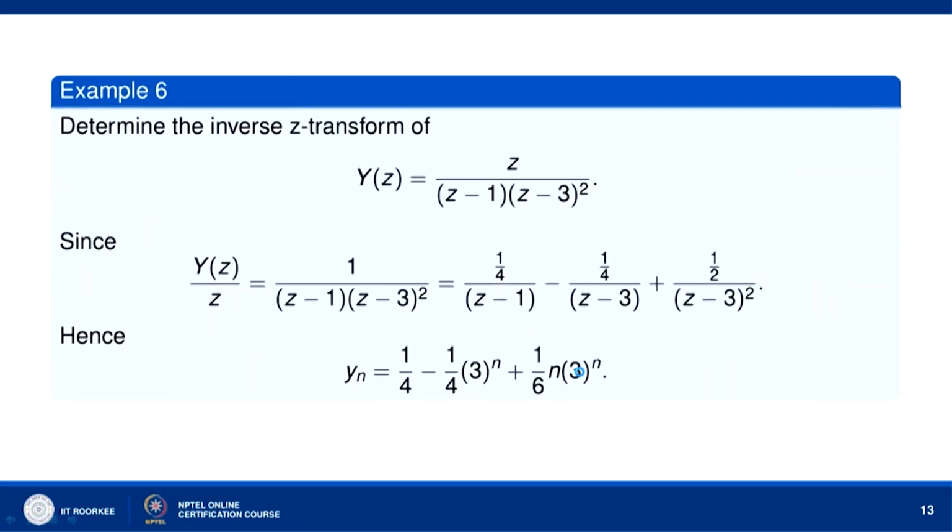Now, determine the inverse Z transform of z over (z minus 1)(z minus 3) whole square. Now, what we do here, we can write F(z) over z. Okay, there is another technique where we write the partial fractions of F(z) over z. F(z) over z will be equal to 1 over (z minus 1)(z minus 3) whole square. When you break it into partial fractions, you get these partial fractions.